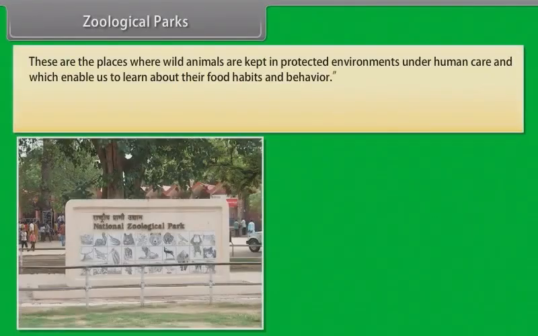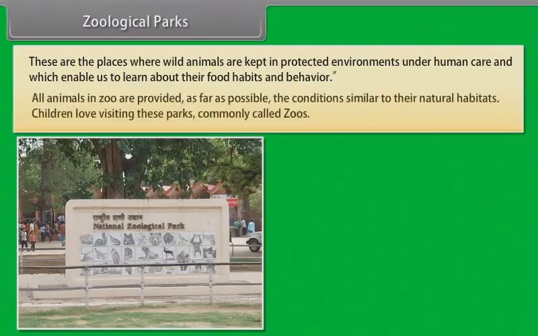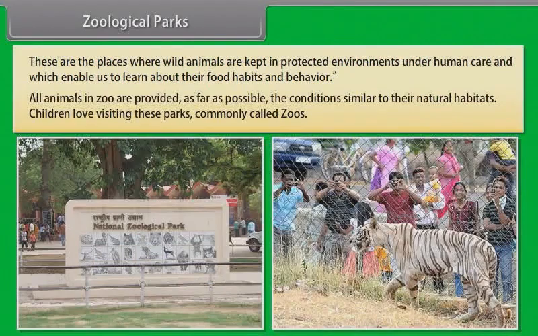Zoological Park. These are the places where wild animals are kept in protected environments under human care and which enable us to learn about their food habits and behavior. All animals in zoos are provided, as far as possible, conditions similar to their natural habitats. Children love visiting these parks, commonly called zoos.